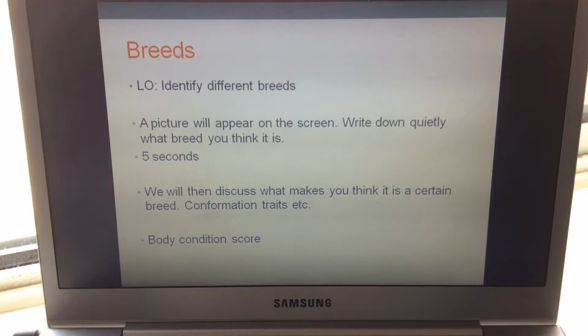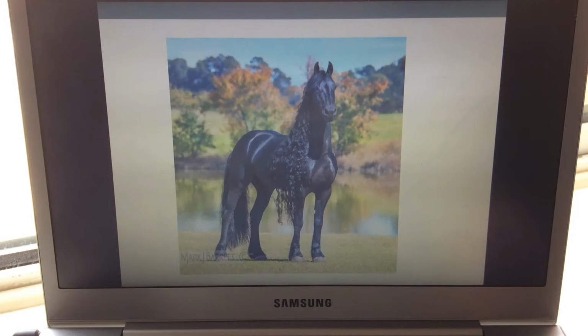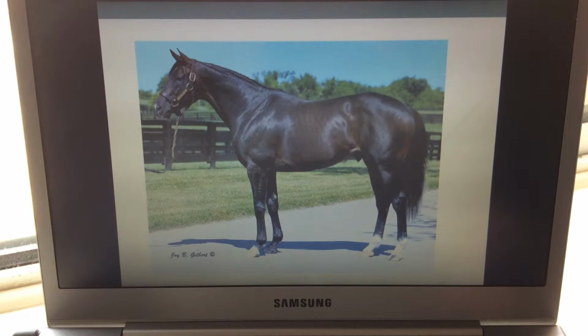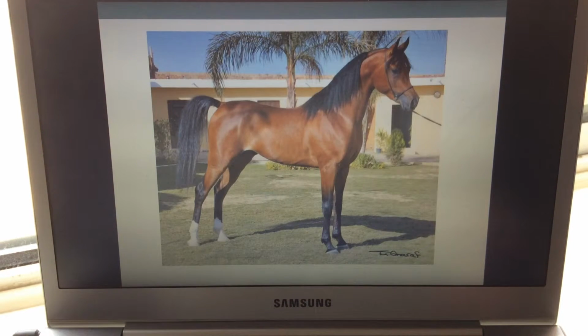I then moved on to identifying different breeds. This task I found was much easier to explain for the students. It was a lot simpler and a lot better suited to their level of work. A picture would appear on screen and the students had to try and make an educated guess as to what breed the horse was.